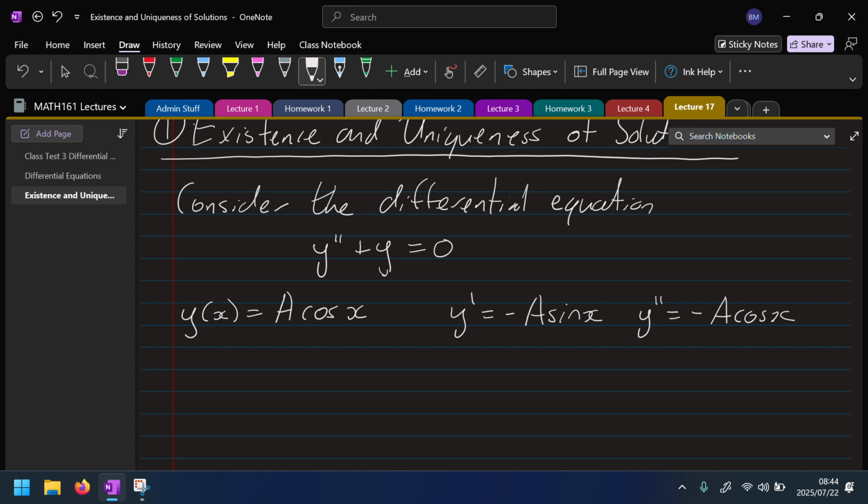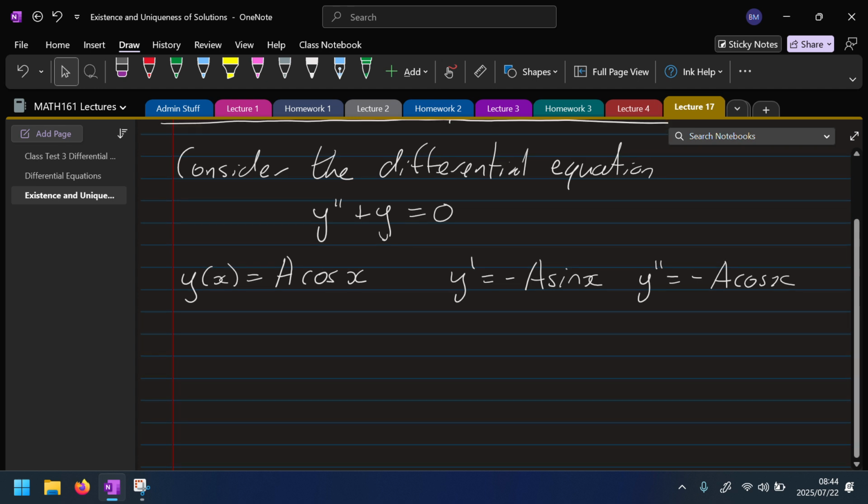They cancel, yeah, and we get 0. So this is in fact a solution. So y of x equals a cos x, that's a solution. But also, y of x equals b sine x, this is also a solution. It's a different solution. So the first one, y of x equals a cos x, that's one solution.